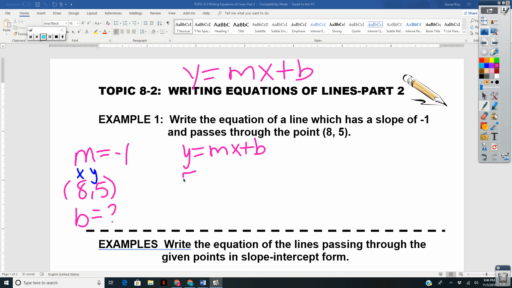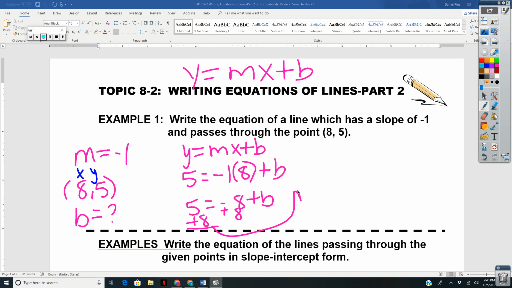So the y is 5, I'm going to put the 5. The m is -1. The x, I'm going to put in parentheses, and it's 8. And then the b, we don't know what it is, we're looking for it. -1 times 8 gives me -8. So I'm going to have 5 equals -8 plus b. And then of course, if I want to move the 8 to the other side, I'm going to do plus 8 on both sides. So we have 13 equals b.